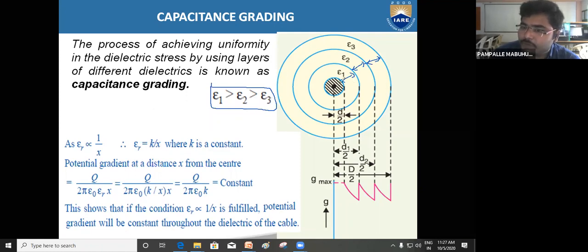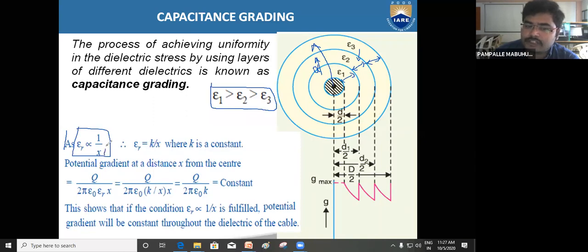So that means as you are moving from the center of the conductor towards the sheath, that means as x is increasing, your permittivity should decrease. That means you can say that epsilon value will be such that it is inversely proportional to your distance.